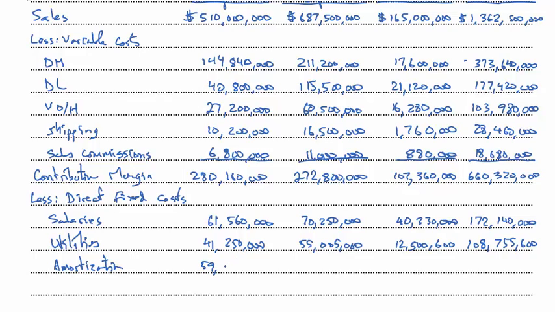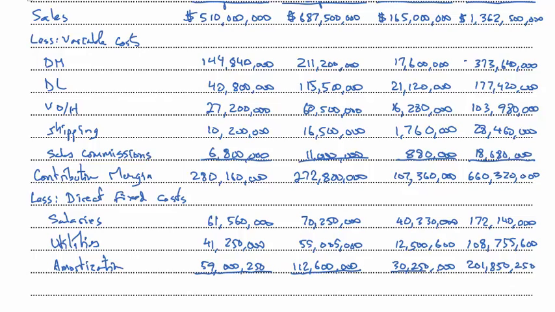Amortization: 59,250,000, 112,600,000, 30,250,000, for a total of 201,850,250. Okay.